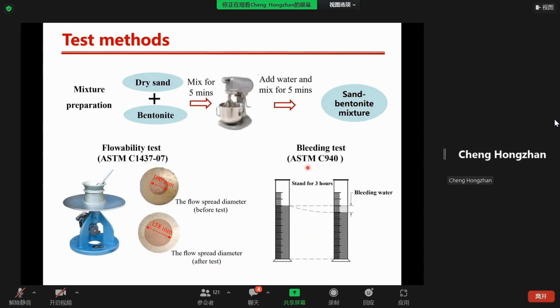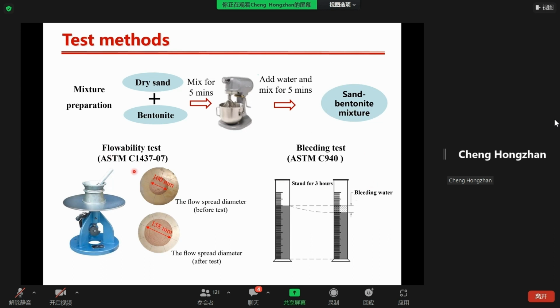Okay, to prepare our sand bentonite mixture, the dry sand and the bentonite were first mixed in a mixer for 5 minutes, and clear water was added and mixed for another 5 minutes. This process is similar to the first phase of the cut wall construction. Then the workability of the fresh sand-bentonite mixture was immediately tested with the flowability test and the bleeding test.